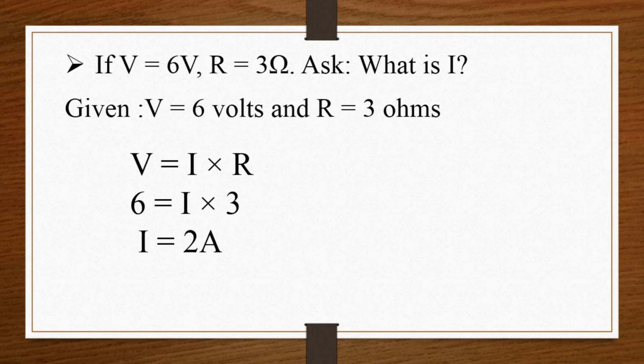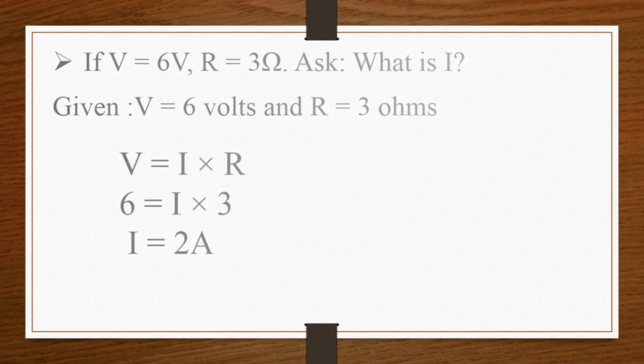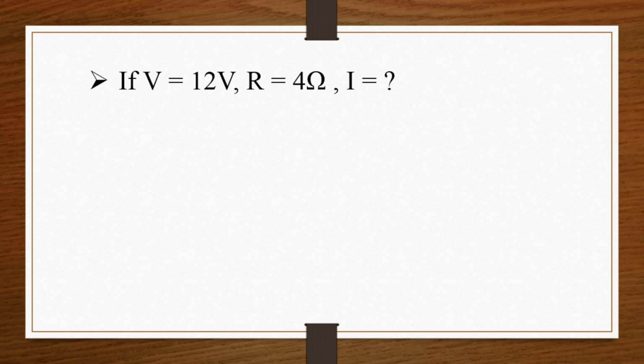Similarly, try for another problem. Given voltage is 12 volt, resistance is 4 ohm, and what is I? We know the formula V = IR. Substitute the values. We will get the current value as 3 ampere.